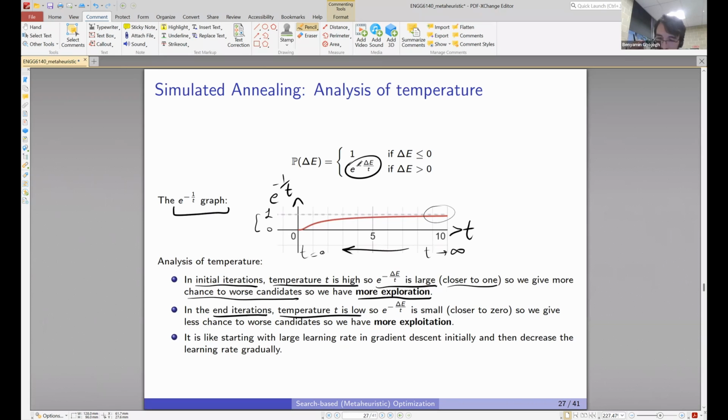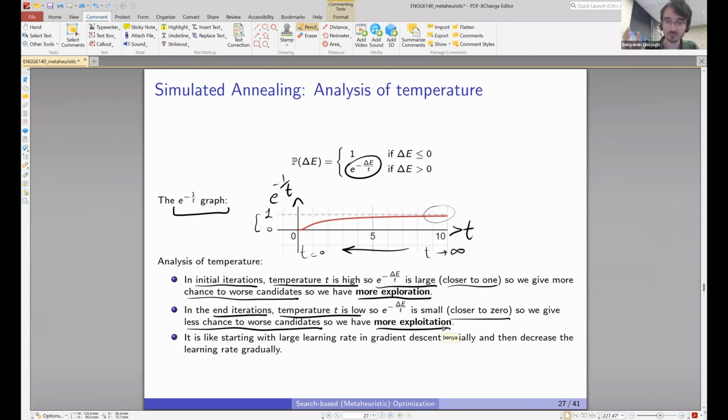So most often we reject them. Because it's close to 0, we give less chance to worse candidates. So we have more exploitation. We only accept the better solutions, right? And this is a good idea for metaheuristic optimization.